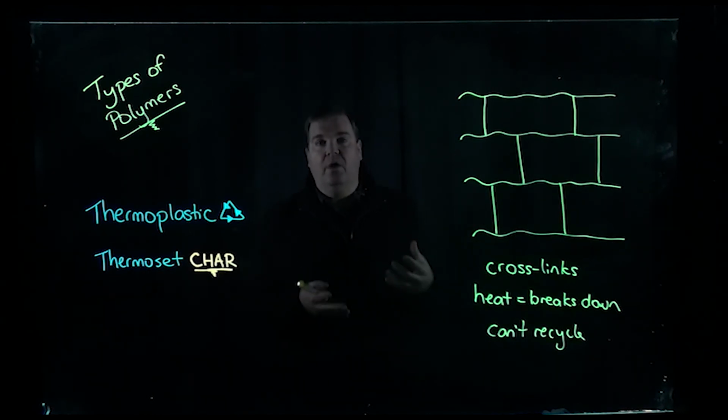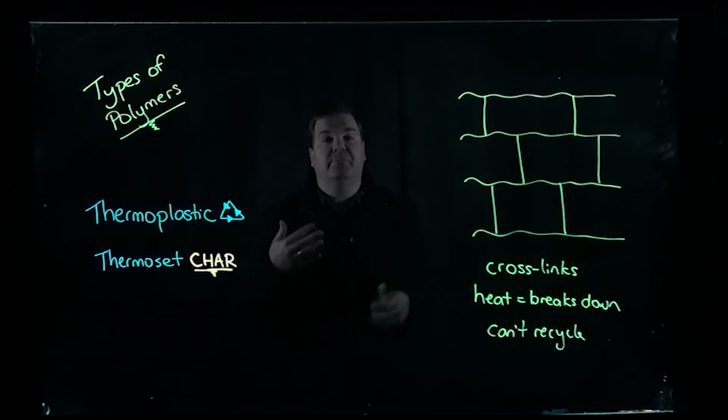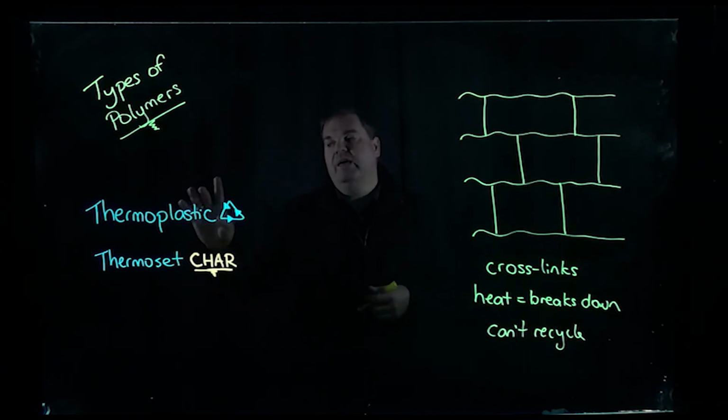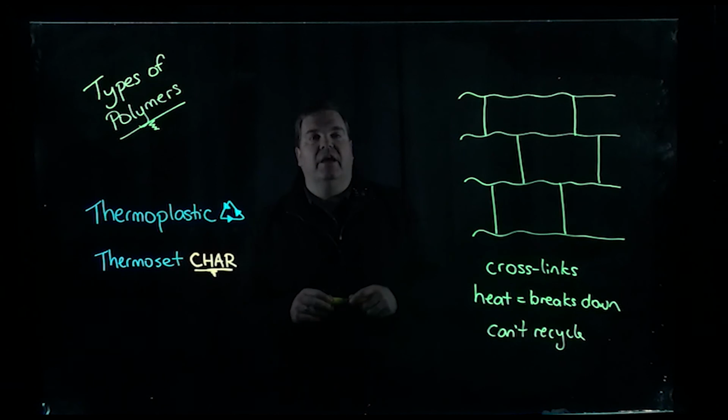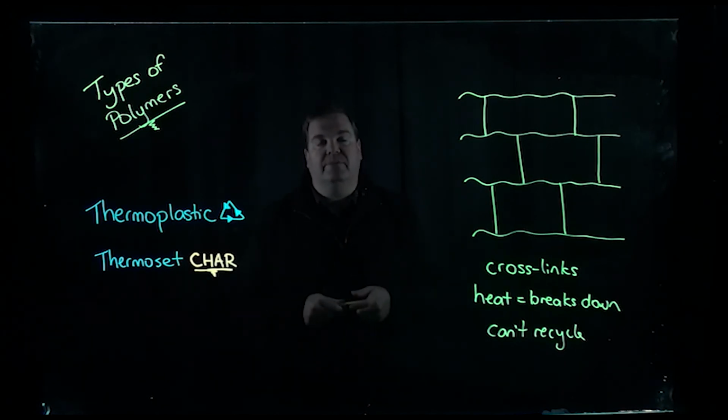So you need to weigh up what you're trying to use your polymer for, okay, what sort of properties you need, and then you'll work out, do you want it to be able to be recycled? And obviously in a sustainable world, what we're trying to go for is as much thermoplastic as we can, all right, as many polymers that can be recycled and reused as much as we can.